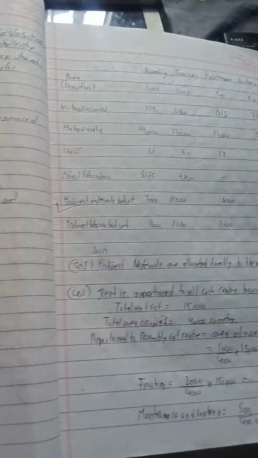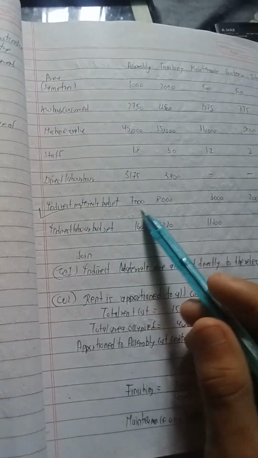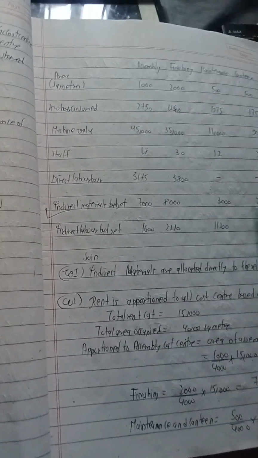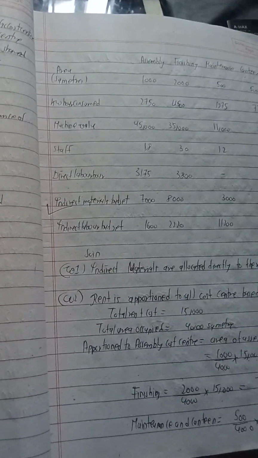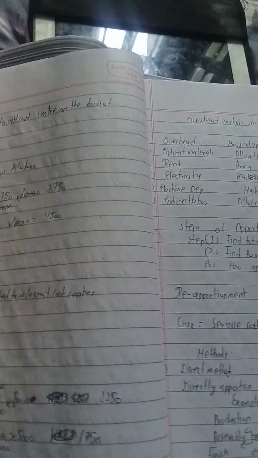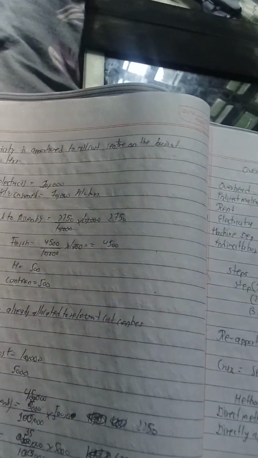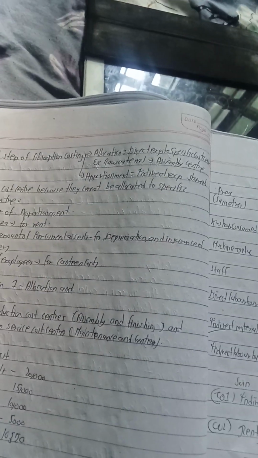So like that, all of these are done. In the indirect material budget, it is already apportioned in the form of money, so we don't need to apportion it on the basis of anything. It is already apportioned. So that's it. So apportionment goes like this.